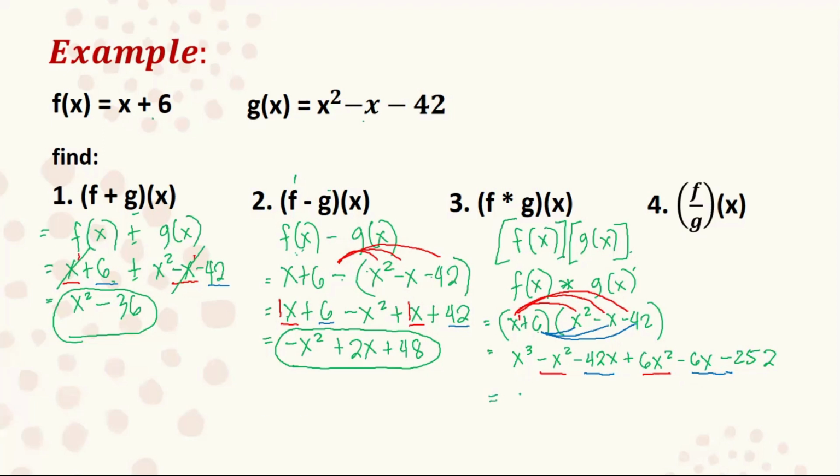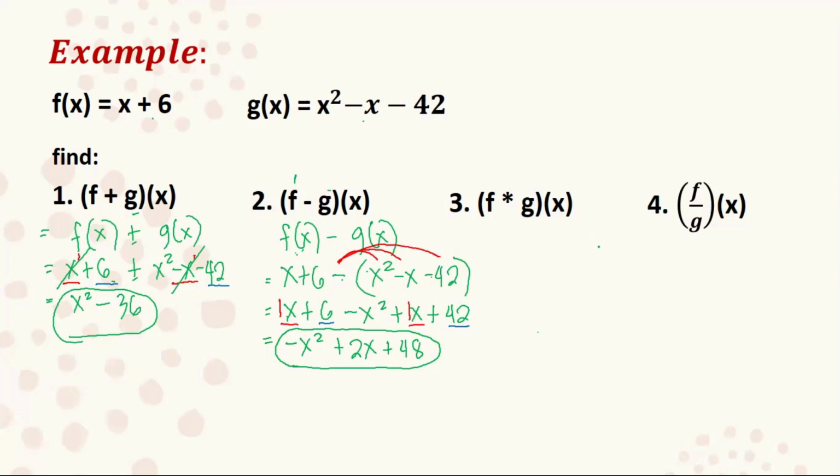So let's continue. Copy x cube, combine the second term and the fourth term. Negative x squared plus 6x squared, it's positive 5x squared. Then negative 42x minus 6x is negative 48x. Then simply copy the constant term. And this is now the final answer. So in this topic class, it's very important that you know how to manipulate equations.